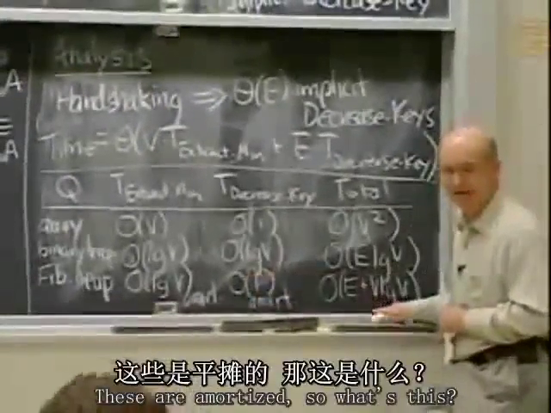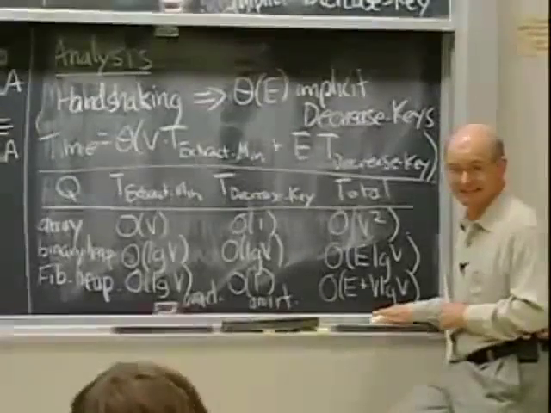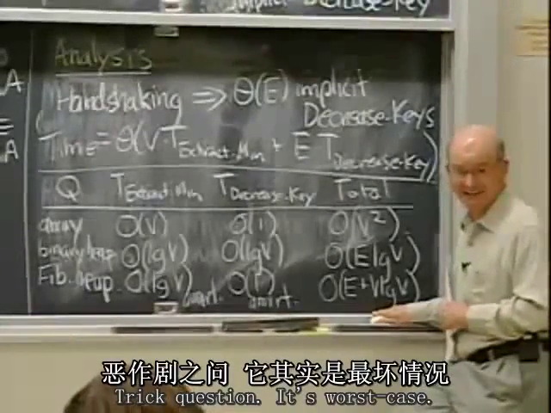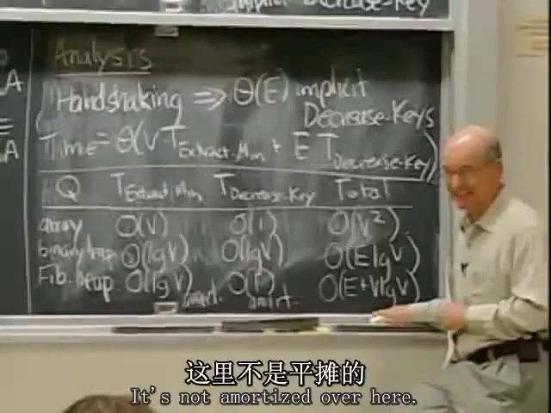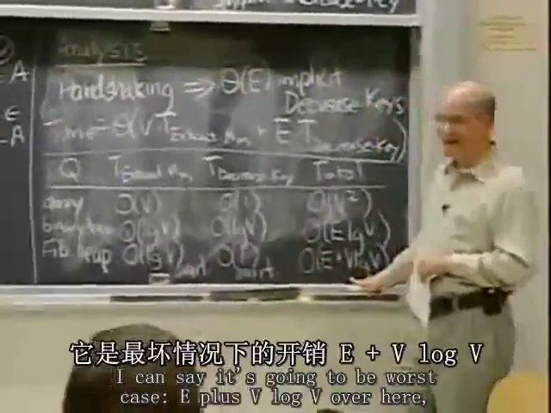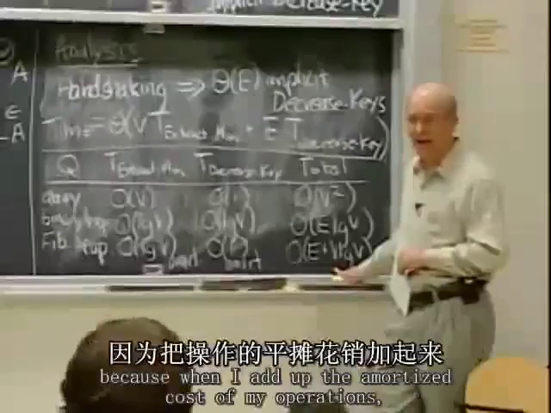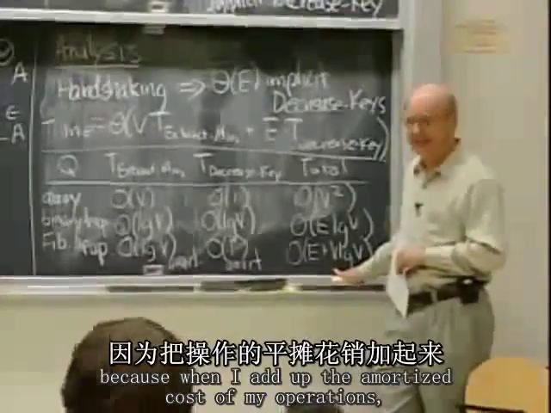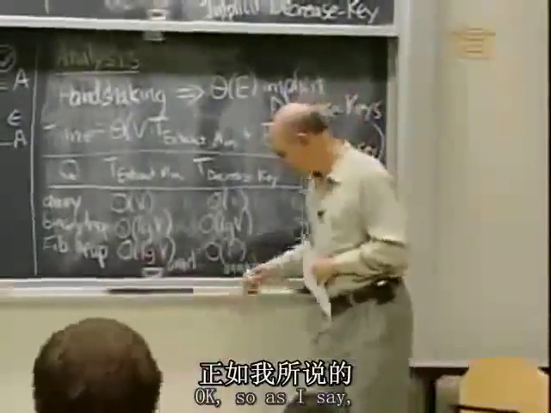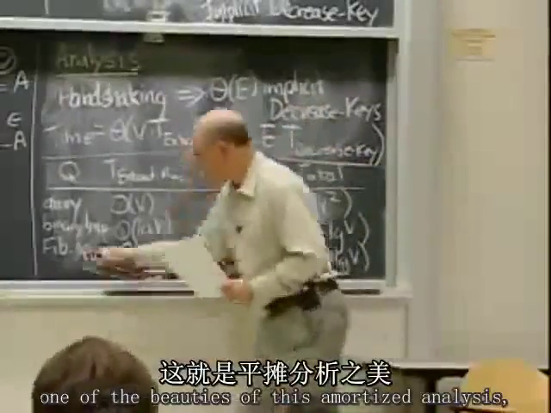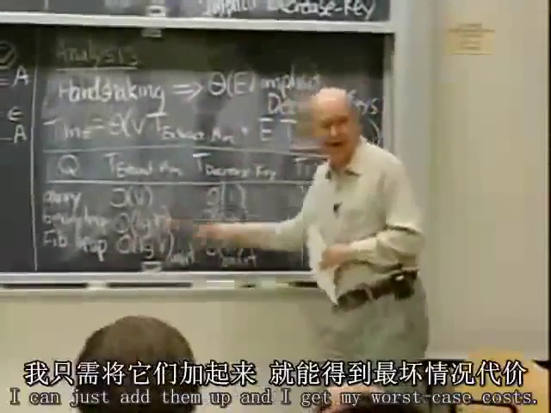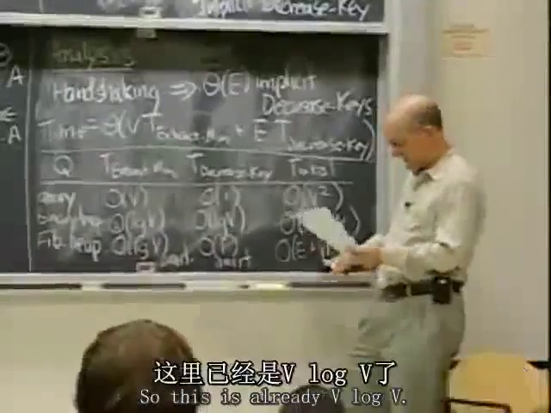These are amortized, so what's this? Trick question. It's worst case. It's not amortized over here. These are amortized, but that's the beauty of amortization. I can say it's going to be worst case E plus V log V over here, because when I add up the amortized costs of my operations, it's an upper bound on the true costs. So that's one of the beauties of amortized analysis, and in particular of being able to assign different costs to different operations: I can just add them up and I get my worst case cost. So this is order V log V.